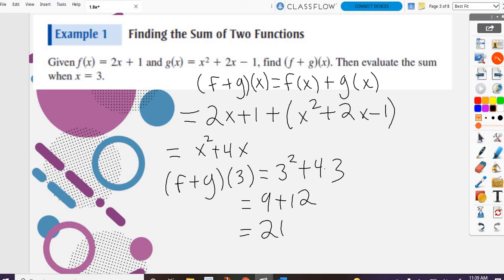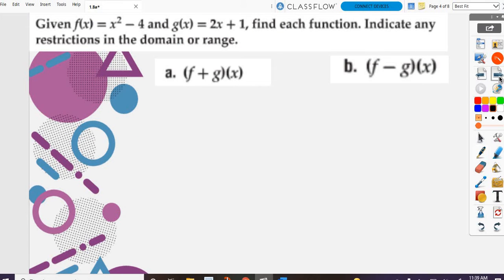Question on that. Again, for the most part, you're adding and subtracting. It's just going to be combining like terms. So, on our next one.